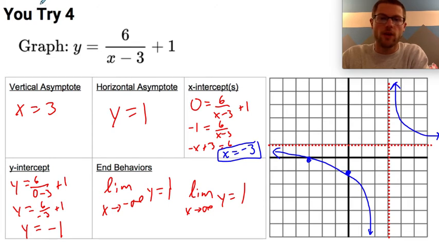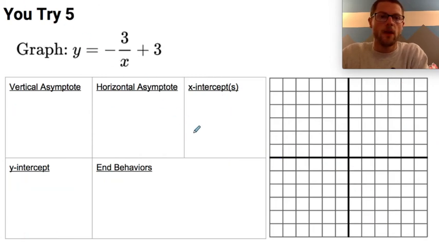All right, so here's all of my information, and here's what my graph looks like. Hopefully you got something pretty close. The main parts are that you got the asymptotes correct, and that you've got these intercepts correct. So hopefully it went well. Here's another one, kind of similar, but a little bit different. And watch out for this negative sign here. That does have an impact on the way things work. So give this problem a shot, and we'll see how it goes.